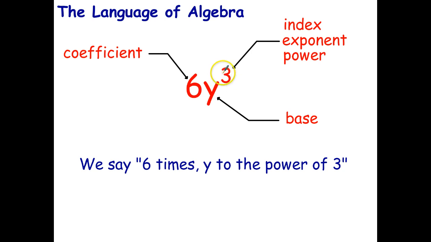And that little number up there has three names. In Australia and Britain, we call it the index. In the US, they call it the exponent. And even though I like to use the term power for the whole thing, sometimes that's called the power as well. And we would actually say that is 6 times y to the power of 3, or you might say 6 times y to the index 3.